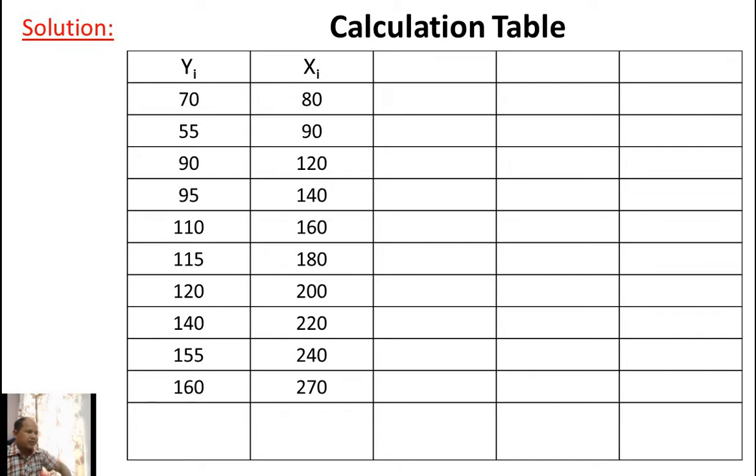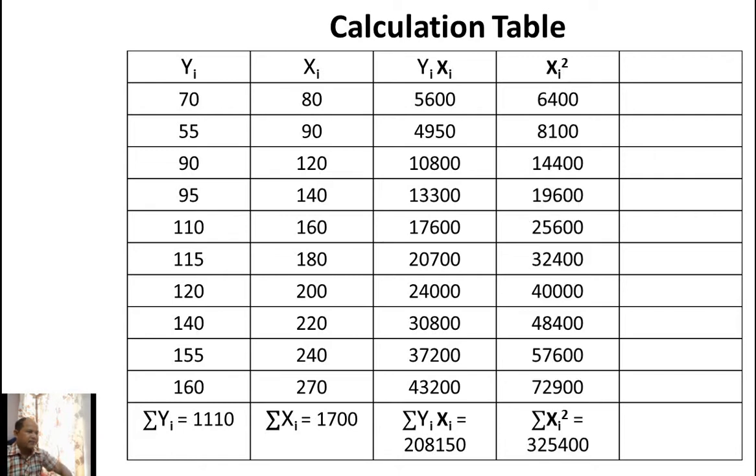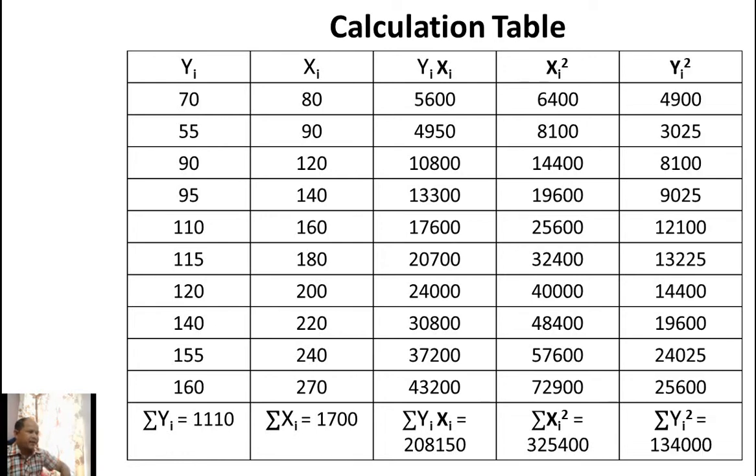Solution: calculation table where we put the values of Y and values of X like this. We sum up the values of Y, that is summation Yi is equal to 110, and summation Xi is equal to 1700. Next we multiply Yi with Xi and we get summation XiYi as 208150. Next we calculate the square of Xi's and summation Xi square is 325400, and we calculate the square of Yi and we get the summation of Yi square as 134000.